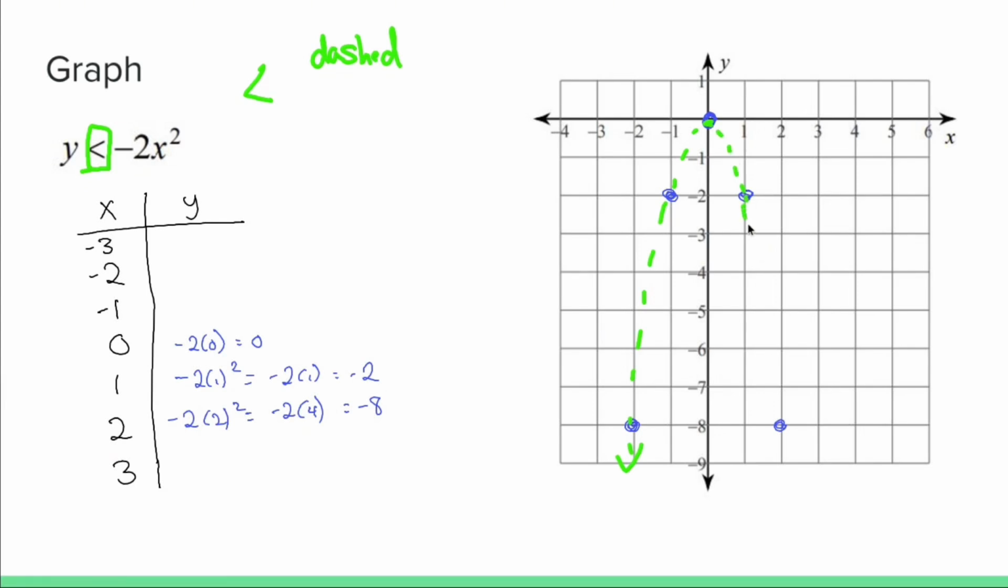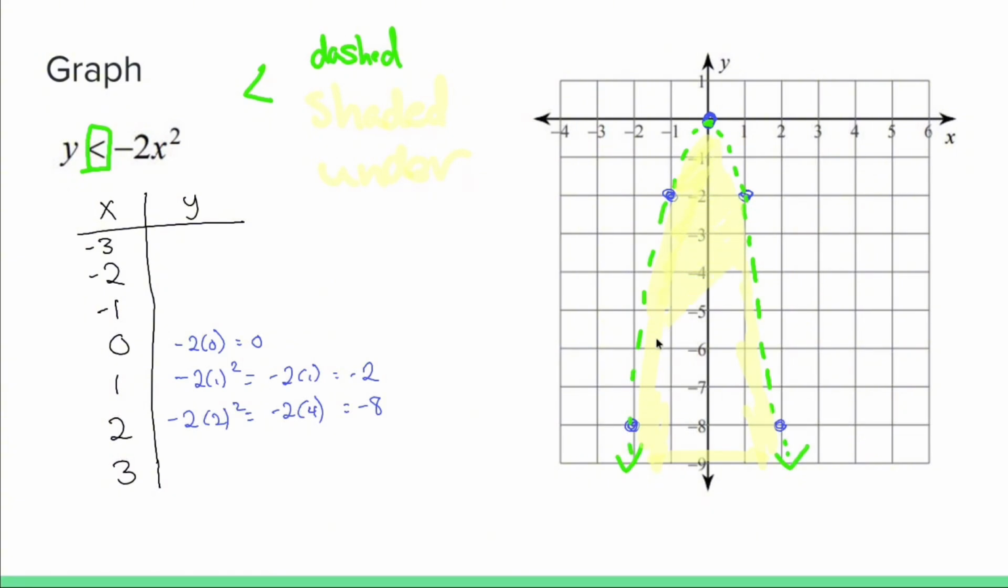I'm doing the best I can. Okay? That's one thing that I have to remember. Thing two that I have to remember is since this is less than, it's going to be shaded underneath, which is going to look like this. This is what under the graph looks like, and it appears like it's inside. But this is a shaded region.